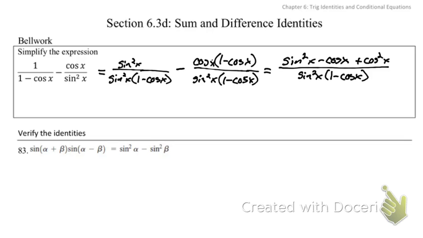Here's what we need to recognize. We have a sine squared plus a cosine squared. That is just going to equal 1. Cosine squared and sine squared always equal just 1. So on top we will have 1; let's come down to the bottom.